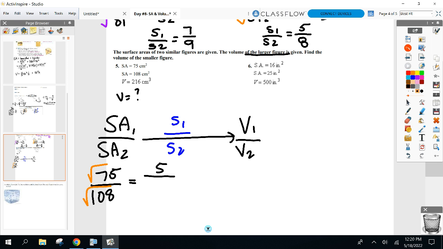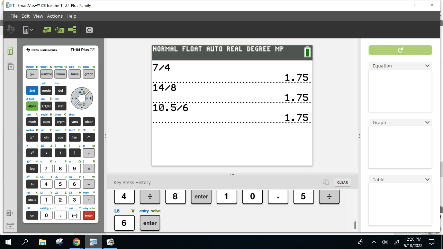5 over 6, right? No? No. Somebody help me here. What is it? It's like 8.6602. You've got to divide them though. Square root.